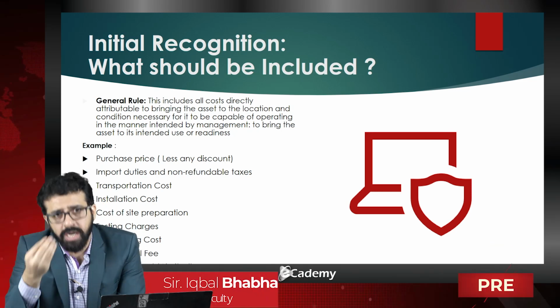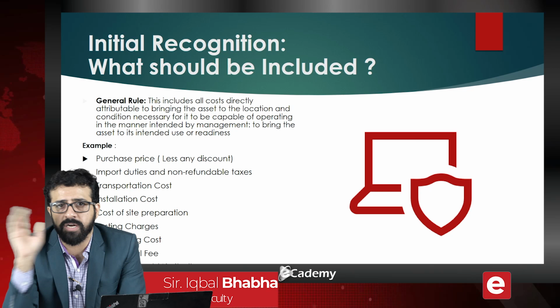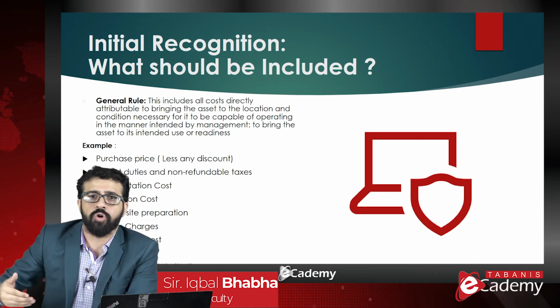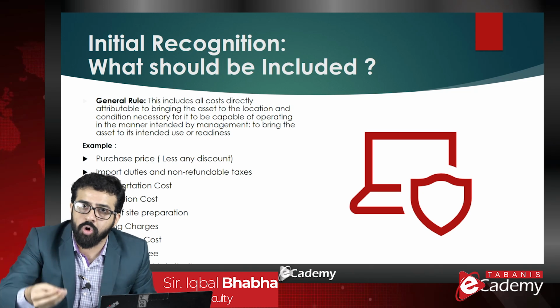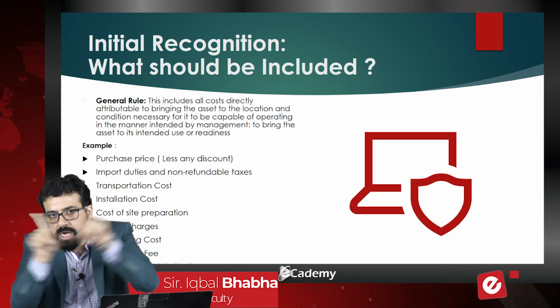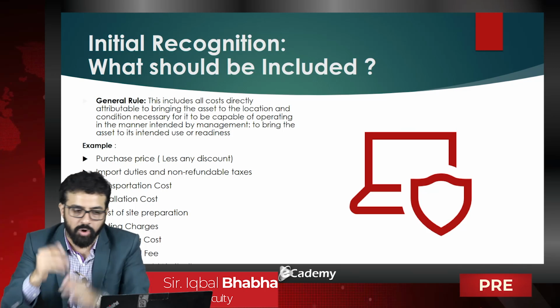Will you incur the transportation cost if the asset would not be there? For sure you would not. So definitely you have incurred a transportation cost because the asset is there. So see, directly attributable. See, specific cost.